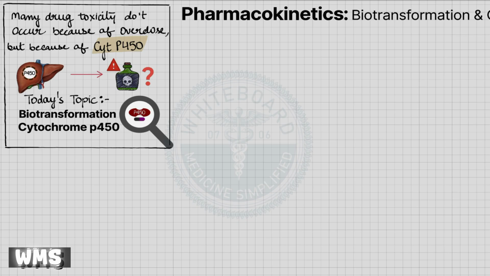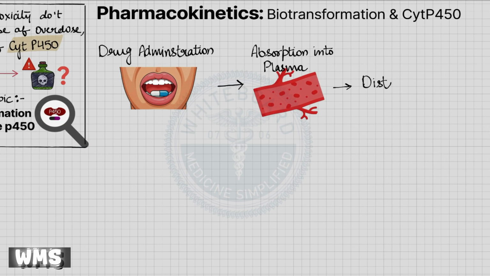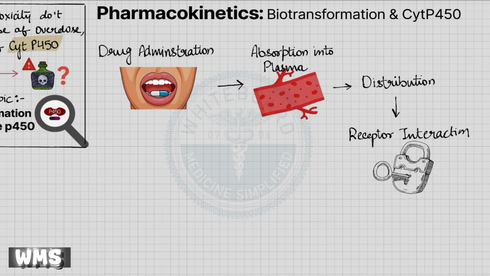So, let's get started. When we administer a drug in the body, and as you already know, there are a variety of ways to give drugs, with the most common route being the oral route. Once given, drugs are absorbed into the plasma, which allows them to enter the bloodstream and be distributed to various tissues. A drug may bind to plasma proteins or become stored in certain tissue sites, and ultimately, we hope the drug interacts with its receptor, which determines its mechanism of action.